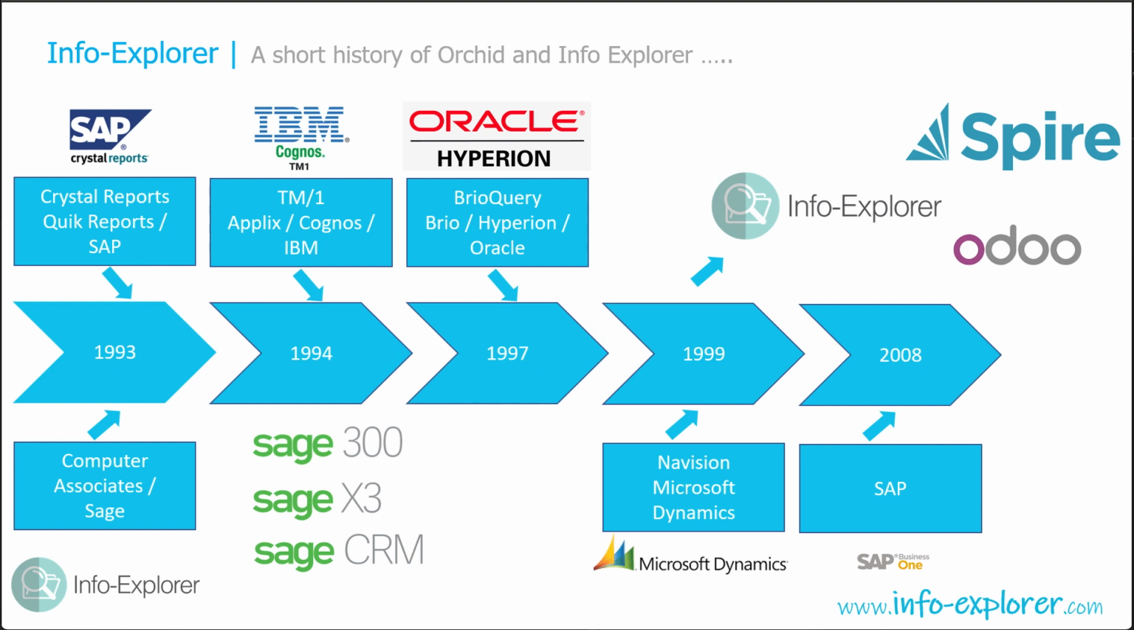In today's presentation, we will use examples using Sage 300 and Spire, but the majority of the tips we'll share apply to Info Explorer used with any ODBC databases.